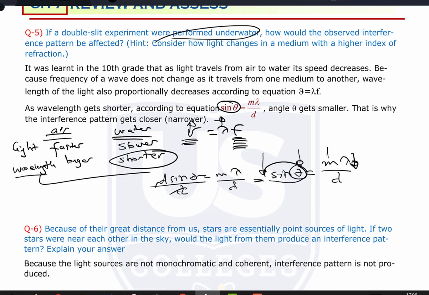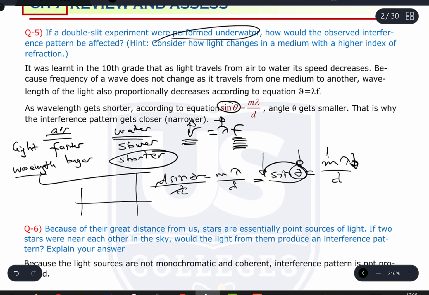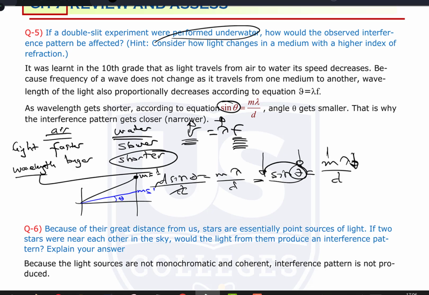Yani, in air, there is a separation between the fringes like this, for example, the central bright fringe, and this is the first bright fringe, m is equal to 1. When this experiment is done underwater, it's going to be like this. Yani, m is going to be at a smaller angle, closer to the central bright fringe. So that's why the fringes will get closer and closer when this experiment is done underwater.